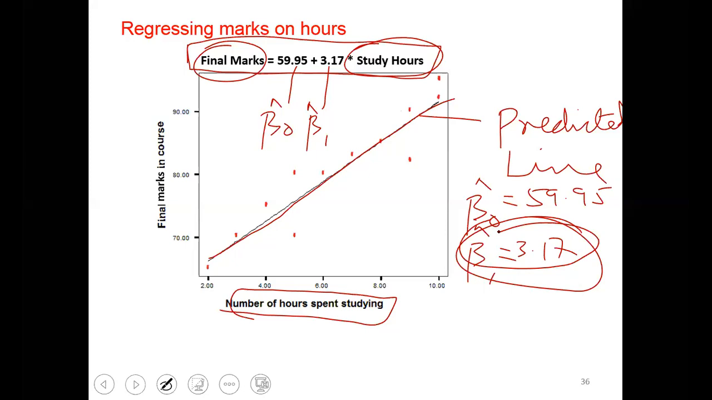Can you all see the screen? Yes, sir, we can see. Right. Yeah. What is the answer? What is the answer for my question? Beta 1 is equal to 3.17. You can tell it in any language as you like.